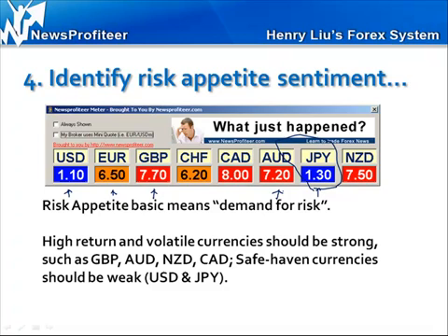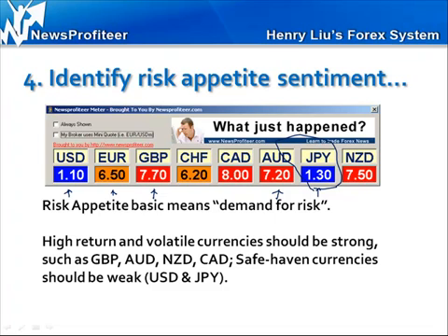So by looking at all these pairs, you could basically choose the best one, and by identifying that it is a risk appetite sentiment showing a weak yen and a weak dollar, what you can do is just choose the best looking pair and hold on to the trade, because usually when we have a risk appetite sentiment, the market tends to move and tends to continue that move throughout the entire trading day.